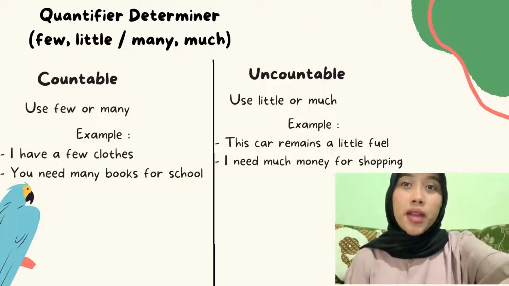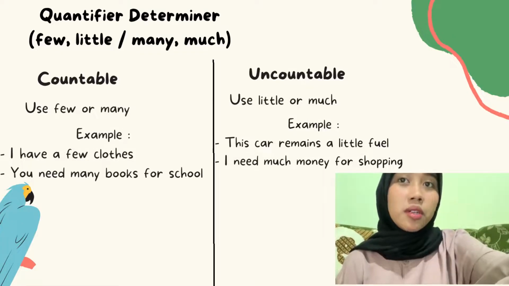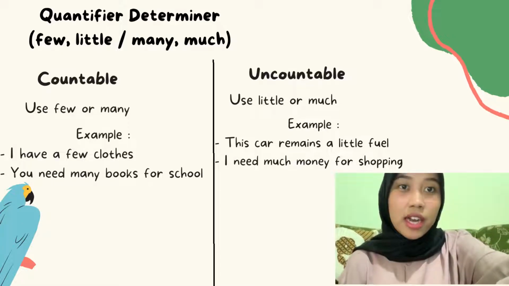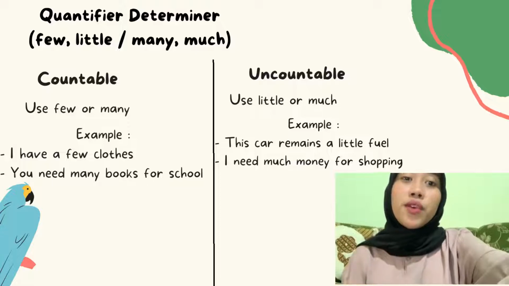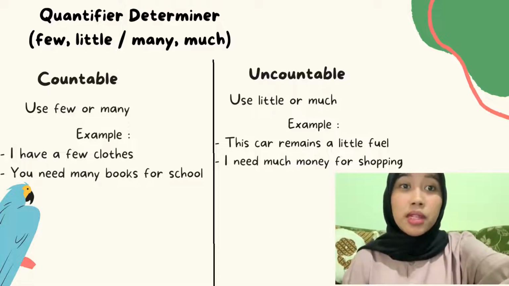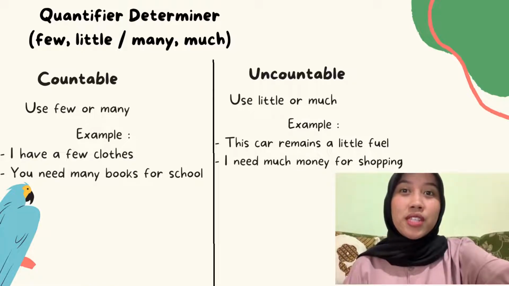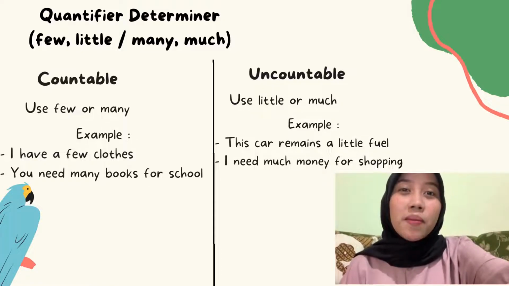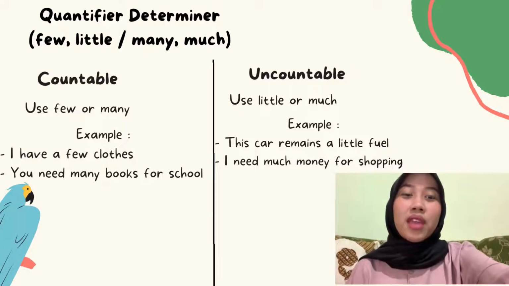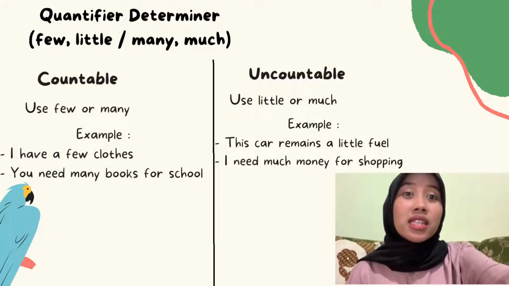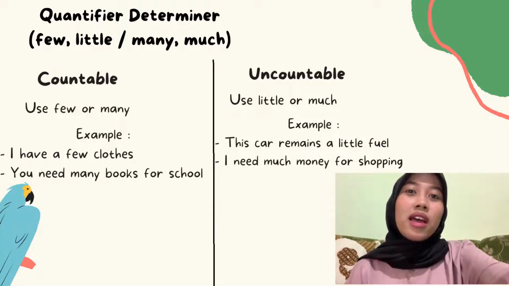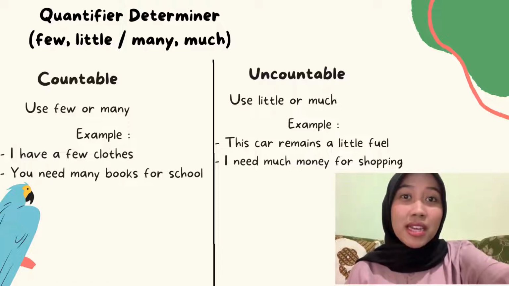Next, I'm gonna talk about the difference between countable and uncountable based on quantifier determiners. For countable, we use few and many, but for uncountable, we use little and much. And the example for countable noun is, I have a few clothes, or you need many books for school. But the example for uncountable noun is, this car remains a little full, or I need much money for shopping.